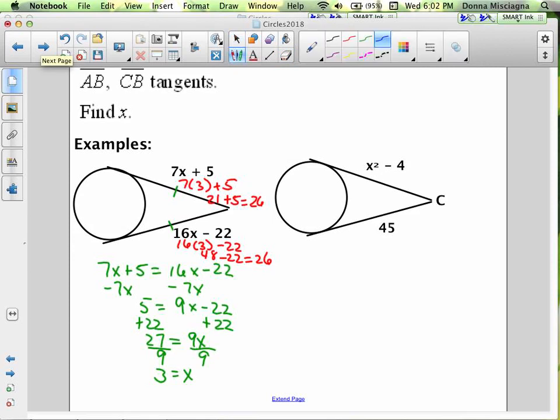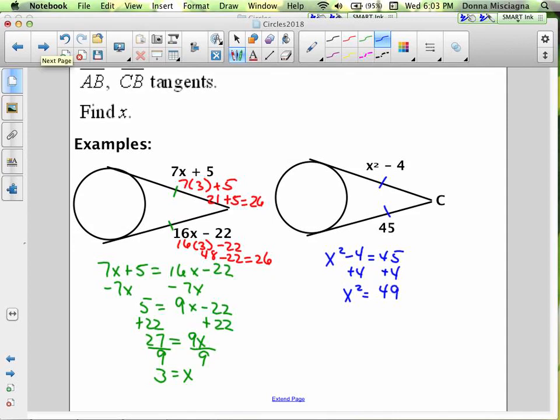All right, so we have tangents that intersect in a point. They have to be congruent. So x squared minus 4 equals 45. Add 4 to both sides. We have x squared equals 49.